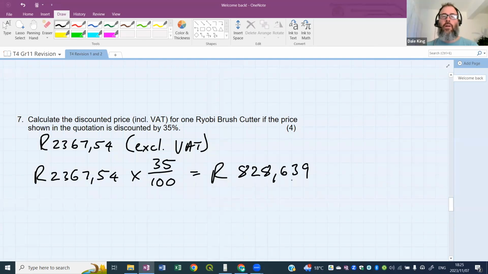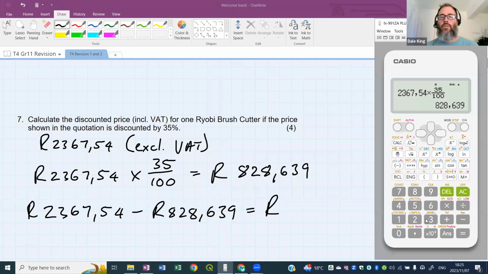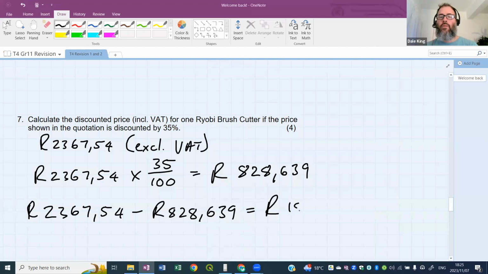Now, why am I not rounding off here? Because it's not the end of the question. So do not round off. We keep that there. Now, we take this 35% of that value and we remove it. This is how much we must drop this price by. So we're going to subtract it: 2367.54 minus 828.639 equals 1538.901. That is the reduced price.